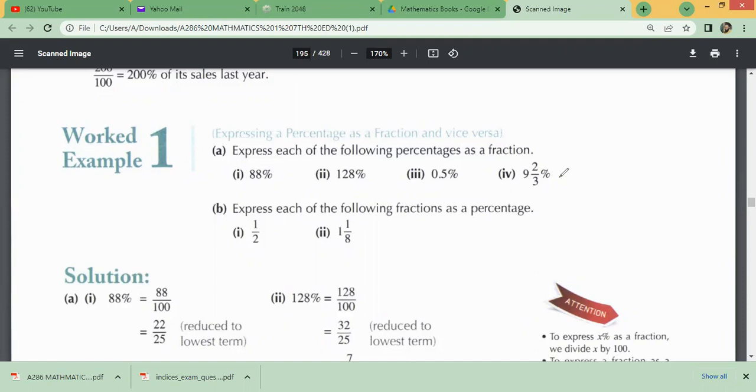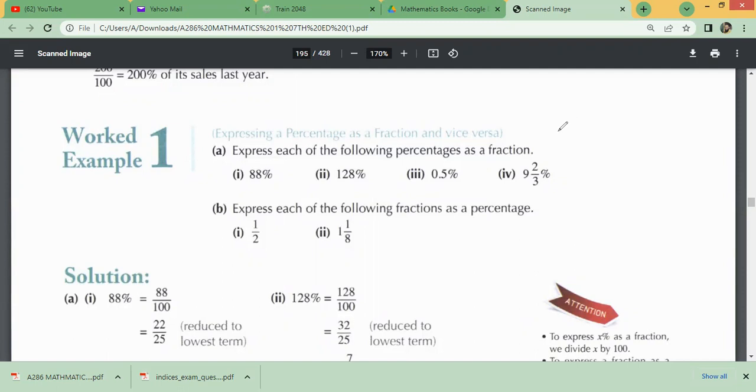So first of all, we studied what is percentage. Percentage is out of 100. We divide anything into 100 equal parts and we represent a quantity which is out of these 100 parts as a percentage. Okay.